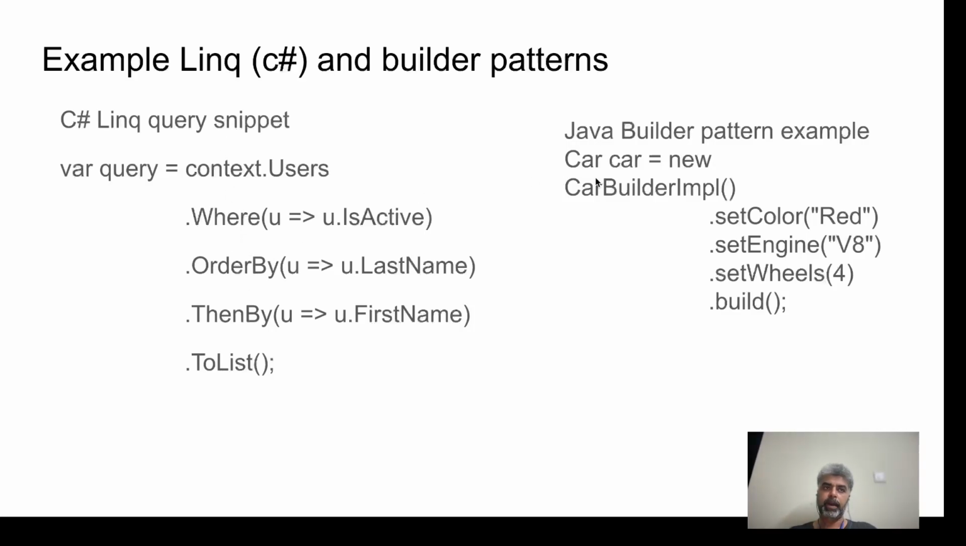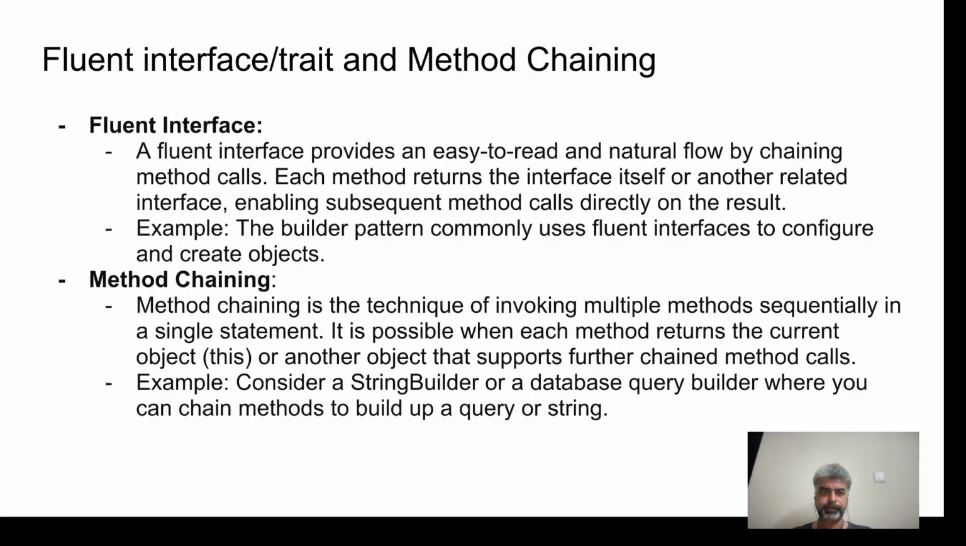If you create a builder pattern in either C Sharp or Java, generally you build an object with different properties. So dot set color, dot engine, dot fields, and ultimately this builds the object. Ultimately, the concept is a chain of methods or Fluent API. Of course, there is some difference between how LINQ queries and the builder pattern work. Particularly, we are going to use traits for this.